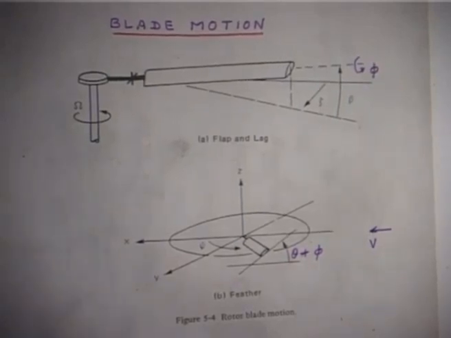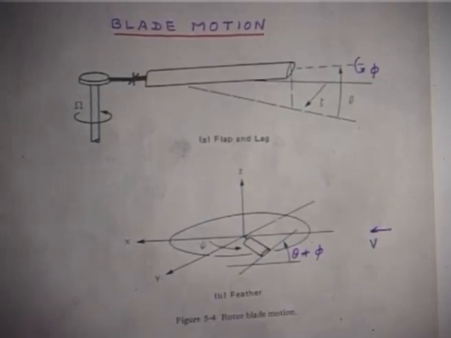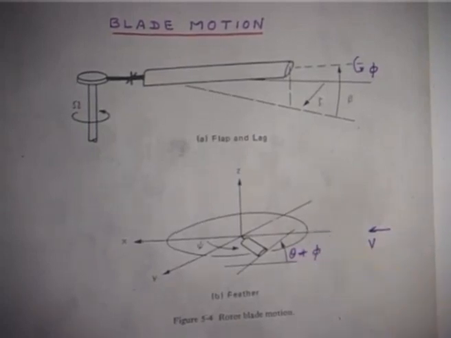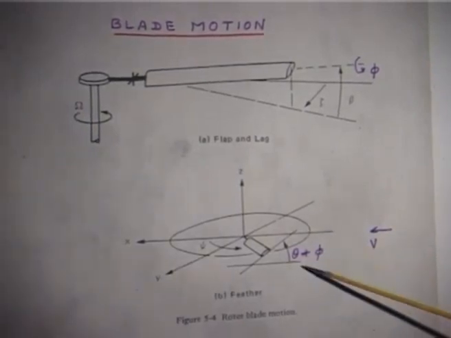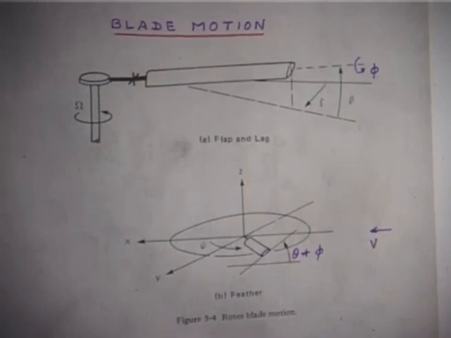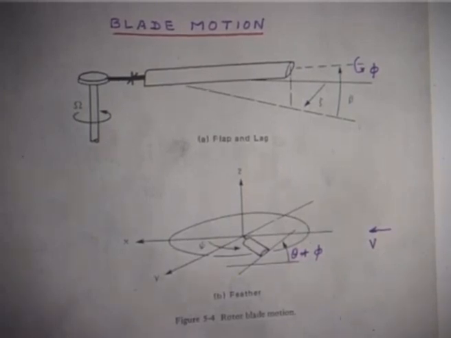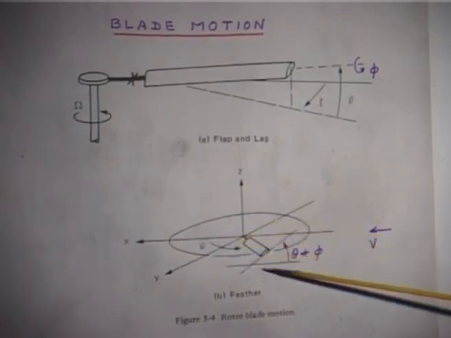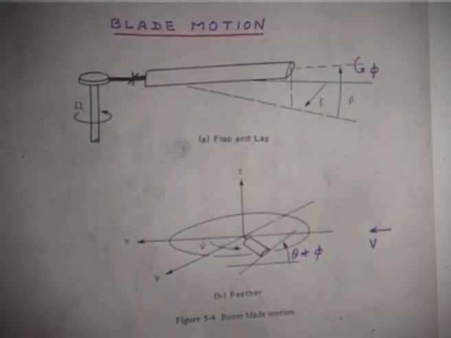All of them are happening on the blade, but I throw everything. I say only flap is happening, there is no phi, but theta is the pilot input and that is there. He gives it and the blade experiences that variation as it goes round and round, okay. So these are the basic things which you have to know. And now I will go to one more view graph.